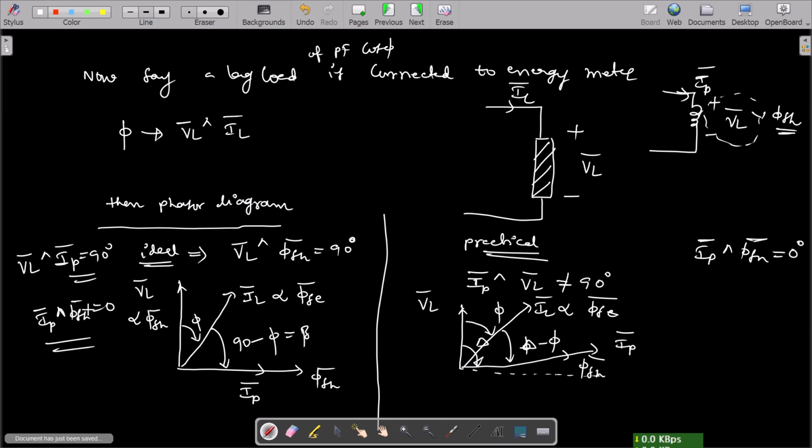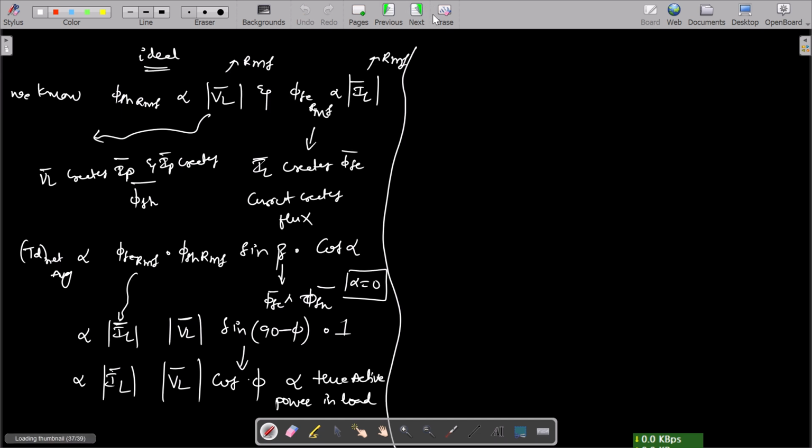Okay, these two things we have already seen in part 1 of that video, how these phasor diagrams came. Now here this will be the beta. Okay, this will be that beta. We'll go to the next page.